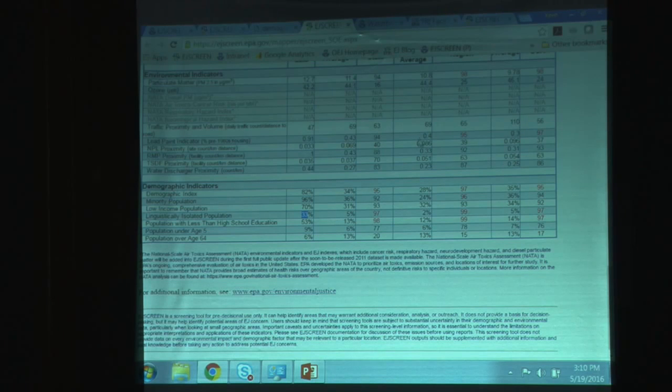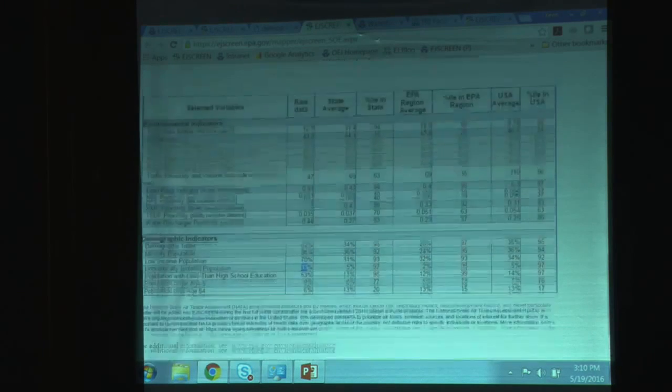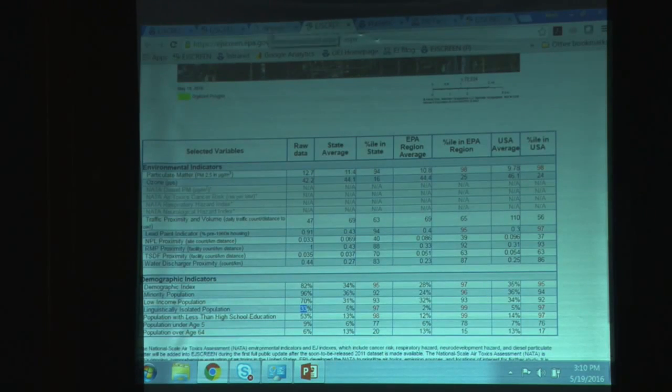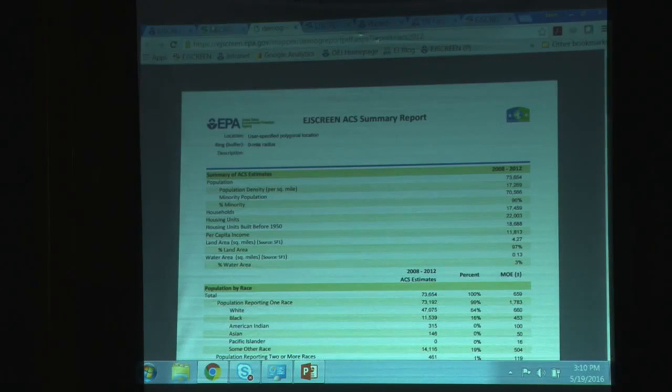Absolutely. So all of the demographic data is from the same vintage and from the same source. That's from the American Community Survey. The data that we're using in this version of EJSCREEN, and let me actually go back to show you, we can see it's 2008 to 2012. The next version we're updating to 2010 to 2014. So it will, in the next version, be the most recent available demographic data available to the public.